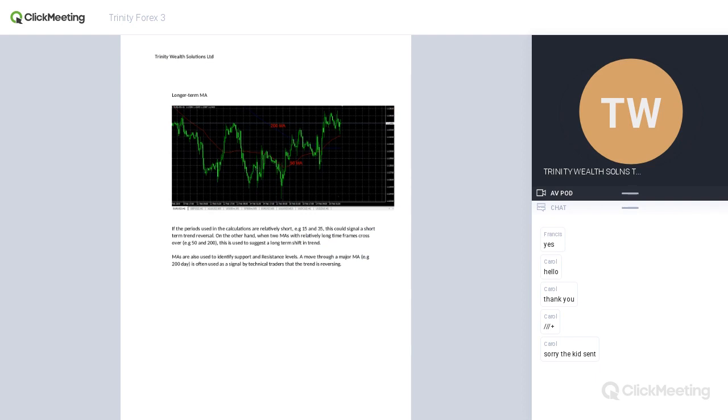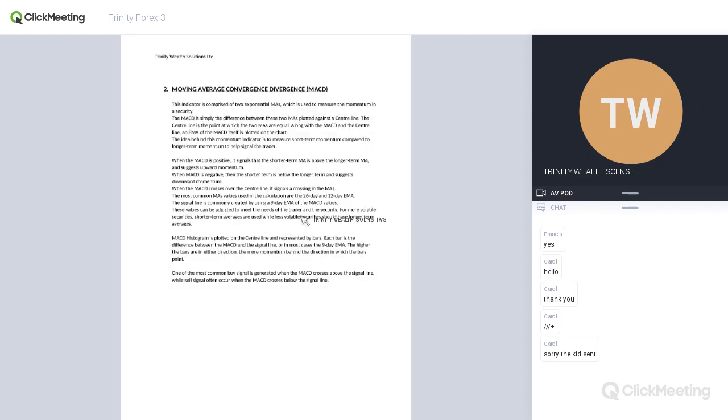Then we go to another one called moving average convergence divergence. Sorry. So this also uses the moving averages. This indicator is comprised of two exponential MAs, which is used to measure momentum. If you recall, we're doing some momentum. So it's used to measure momentum in a security. By security, I just mean the instrument, either a pair or an index. So when you see security, just mean all that. It can be a pair of currencies or an index like the S&P 500 or Wall Street 30.